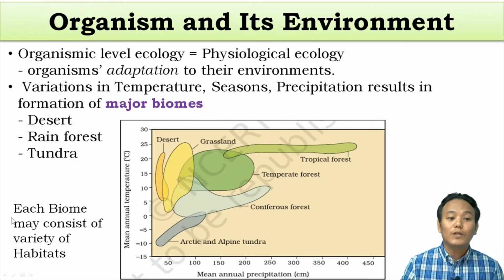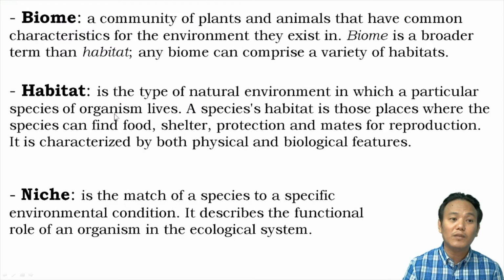Each biome may consist of a variety of habitats. So biome is a broader term, right? Within a biome there can be many habitats. Now let's try to understand what we mean by biome, habitat, and niche. There is another word called niche. You have to understand this one as well.